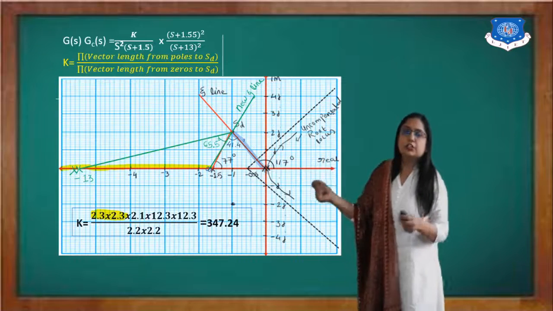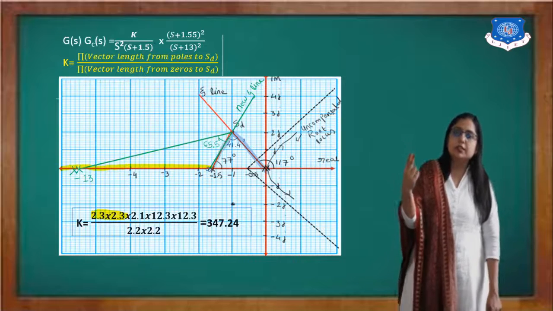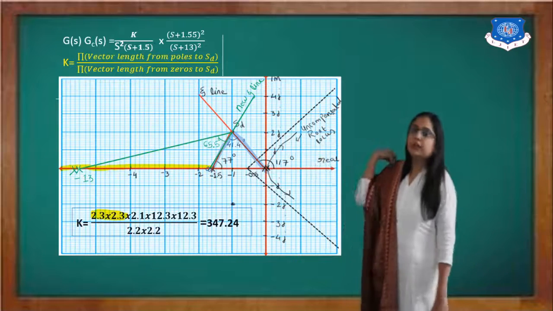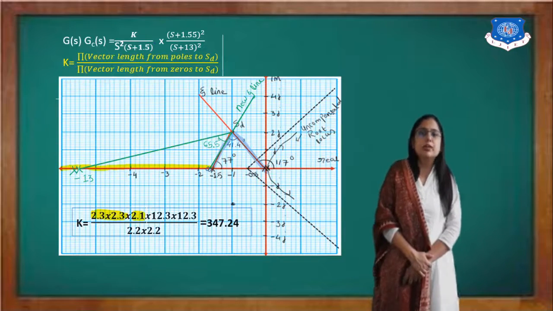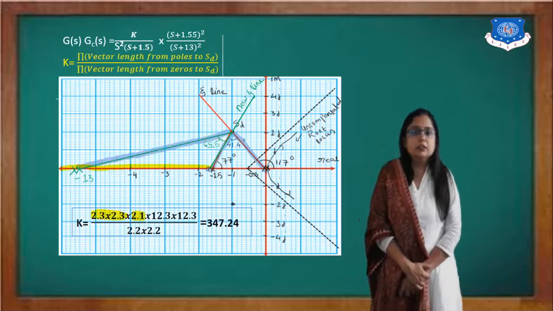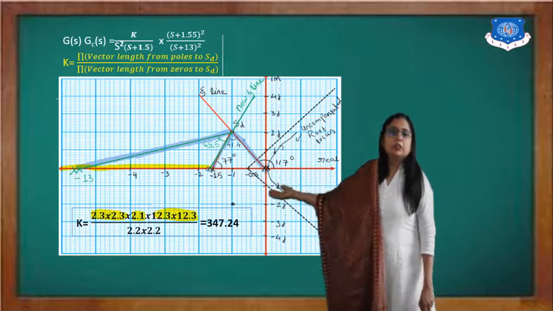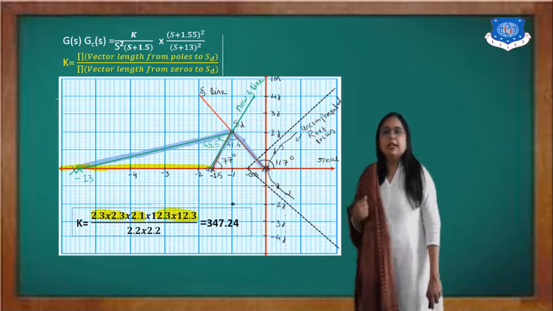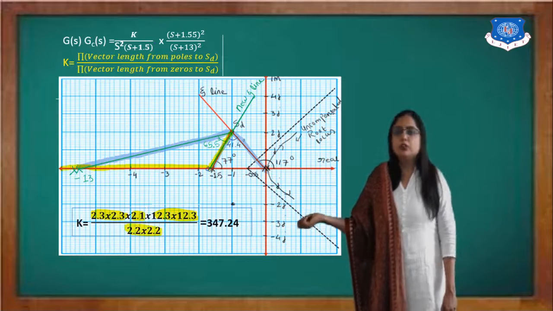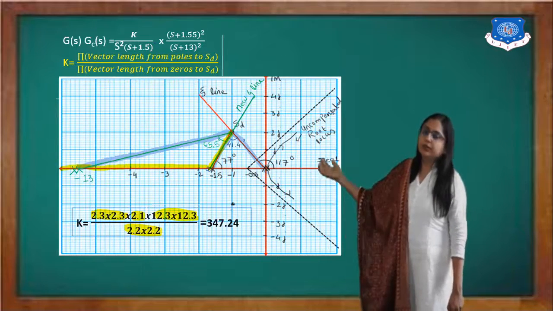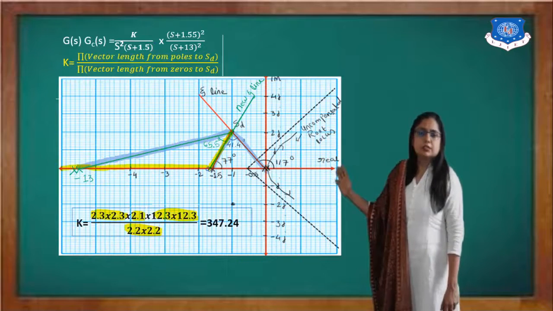From SD to the origin it is 2.3, and 2.3 because it is 2 times. Then again you measure this 1.5, and that is 2.1. And then you measure this minus 13, so from SD to minus 13 it is 12.3, 12.3, divided by the zeros, 2.2 and 2.2. It's a small approximation. It may happen that you get something slightly different from this value, but it is very near to this.